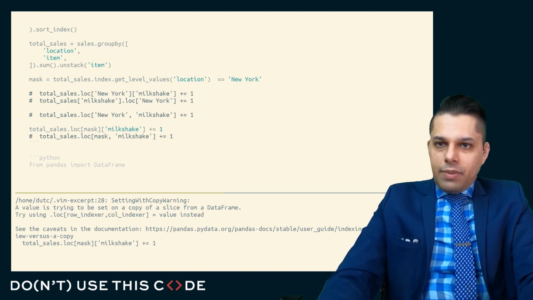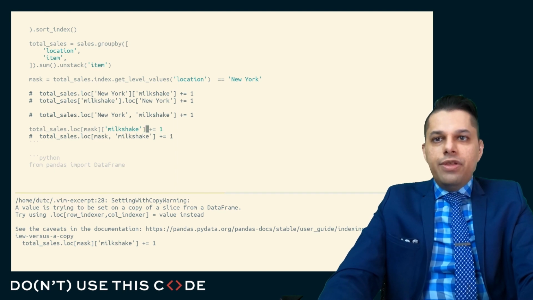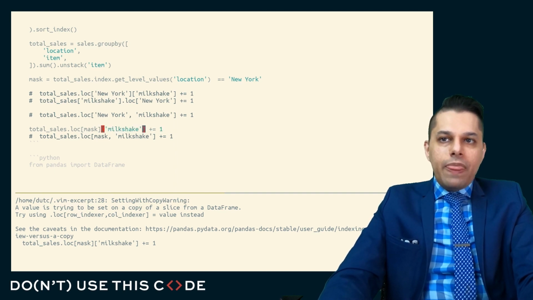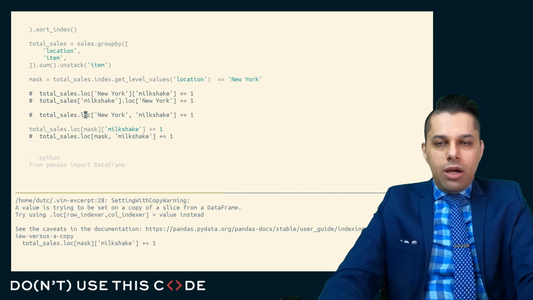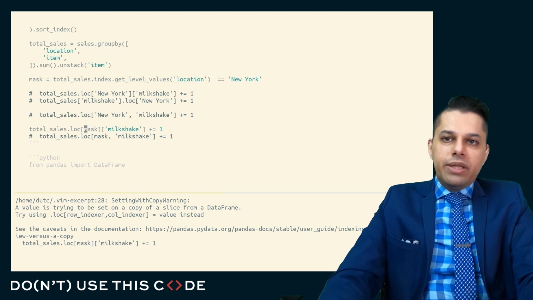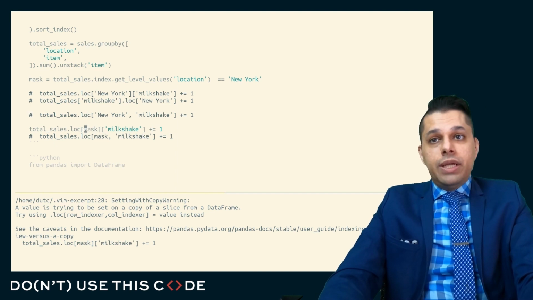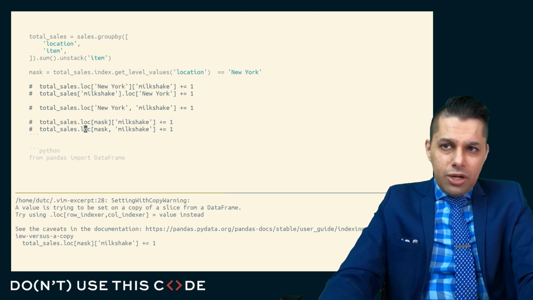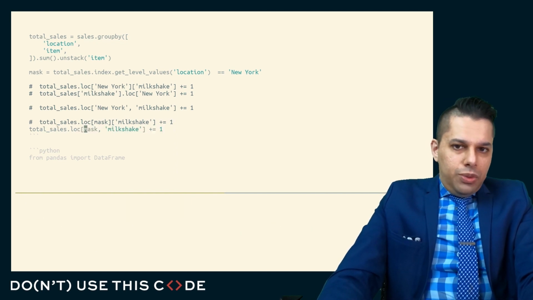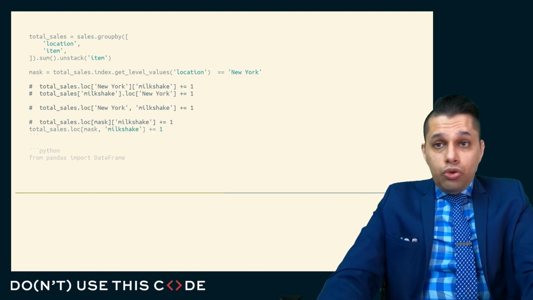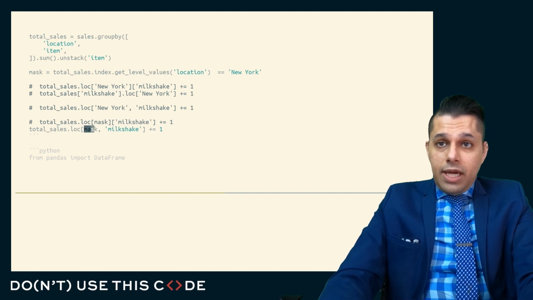This is going to create some kind of copy. And this operation is going to set on that copy, which will not set on the original data. Thus, we get the setting with copy warning, and we won't see the original data changed. Whereas here, this will actually work. And this will go to the original data, subject to that mask, and change it.